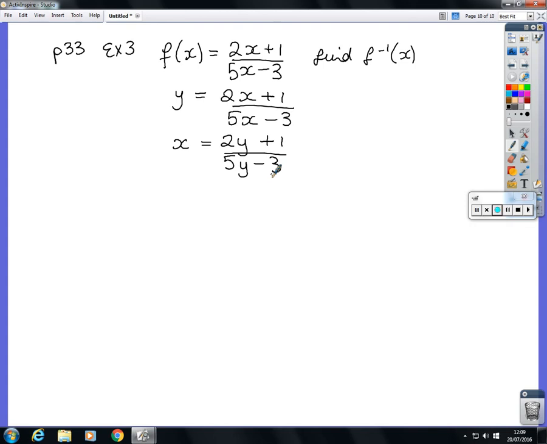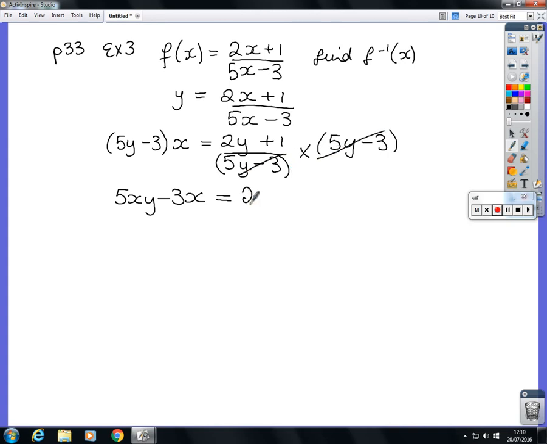Now I'm going to begin the algebra to get y on the left hand side and x on the right hand side. This is going to take a few stages. So I'm going to multiply by 5y subtract 3 because it's the denominator. Multiply top and bottom by 5y minus 3, and that means we won't have any fractions. So the left hand side is 5xy subtract 3x, just writing that without a bracket. Same bracket on the top and the bottom means these two cancel, and we're left with 2y plus 1 on the right hand side.